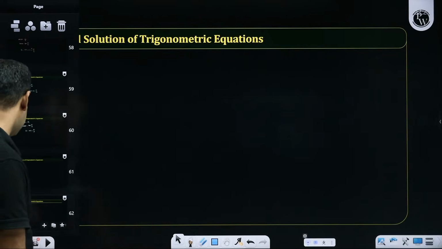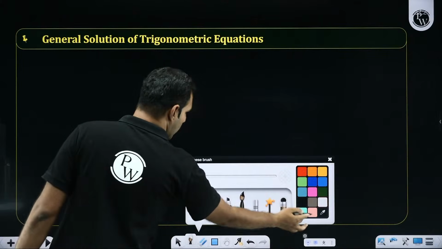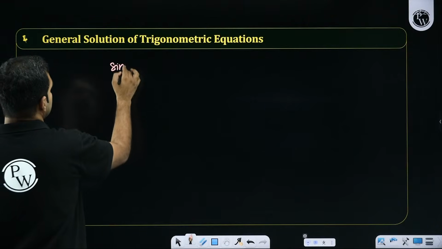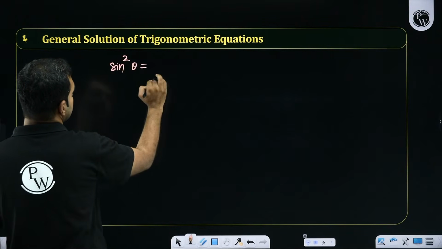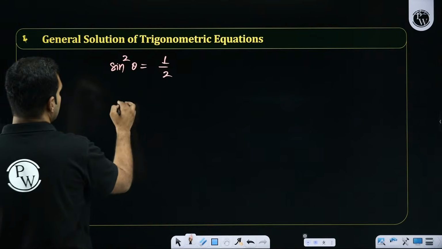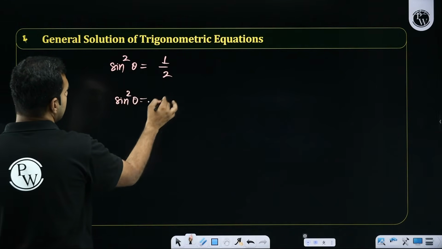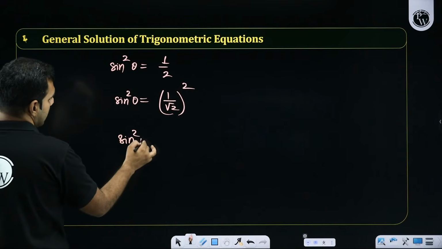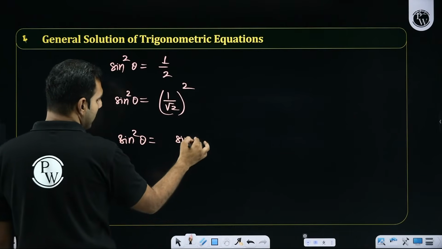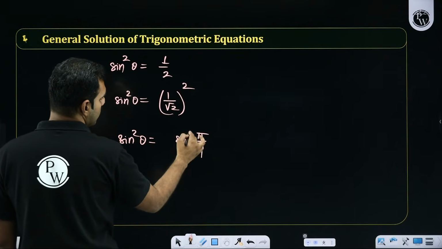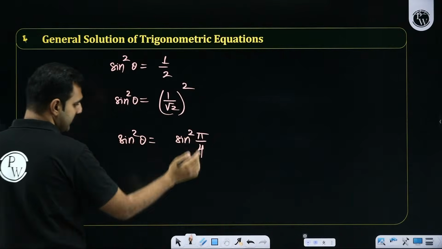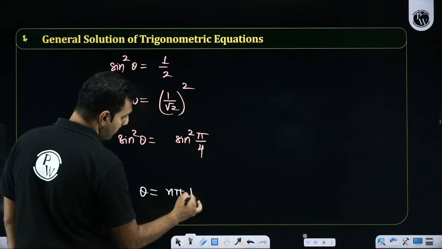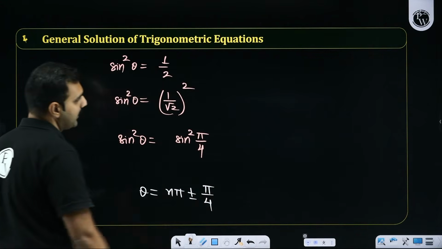Let me take two more examples. Let's say I am told something like this, sine square theta is equal to, let's say, 1 by 2. So I'll say sine square theta is equal to 1 by root 2 whole square. What is 1 by root 2? 45 degrees. So sine pi by 4 whole square. We have just learned that if sine square theta is sine square alpha, then we say theta is n pi plus minus alpha. Any confusion so far?